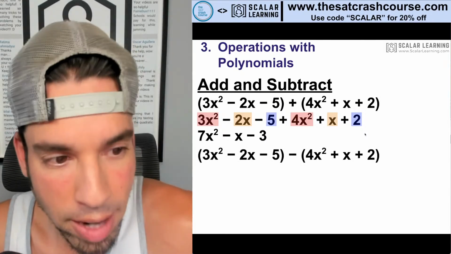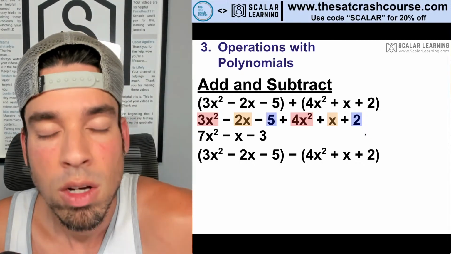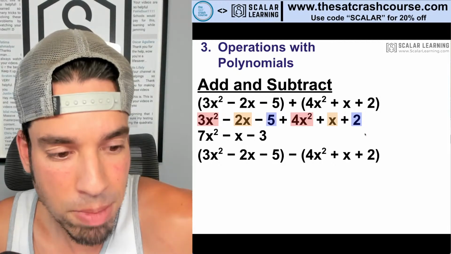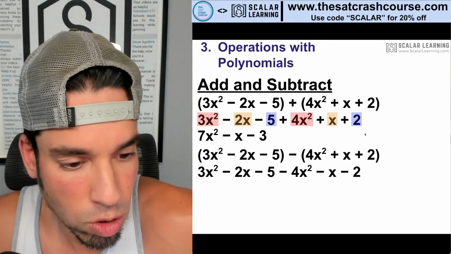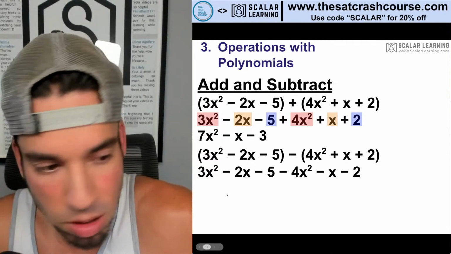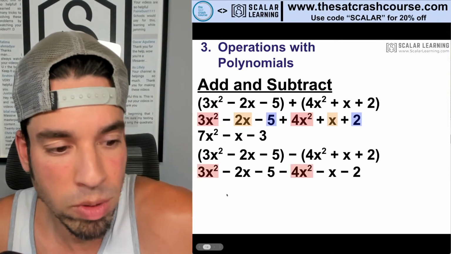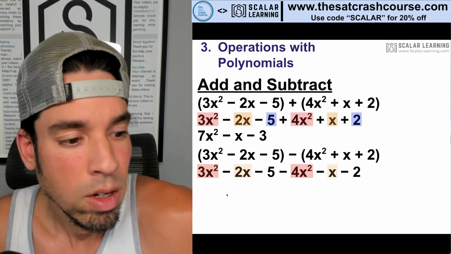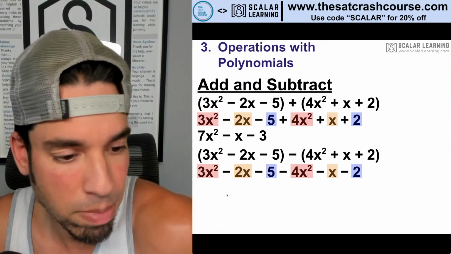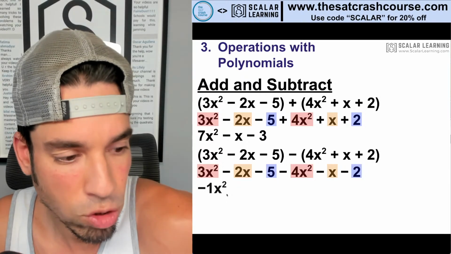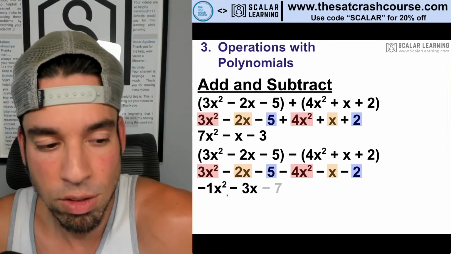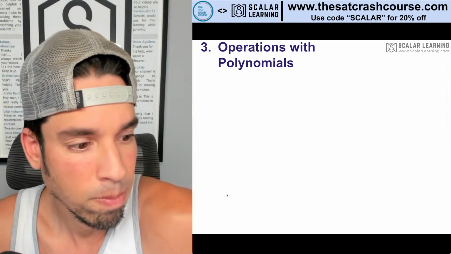What about subtracting these polynomials? Now, the parentheses on the second expression do matter, because that means we have to distribute that negative. So notice, 4x squared becomes negative, x becomes negative, 2 becomes negative. But now it's the same deal. Combine like terms: 3x squared minus 4x squared, negative 2x and negative x, and negative 5 and negative 2. So as we combine this, 3 minus 4 is negative x squared. Negative 2x, negative x is negative 3x, and negative 5 and negative 2 is negative 7.